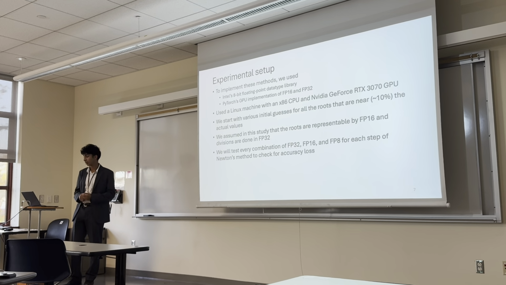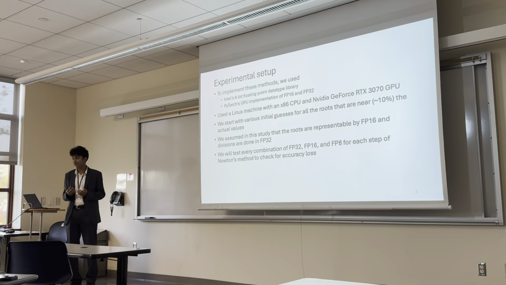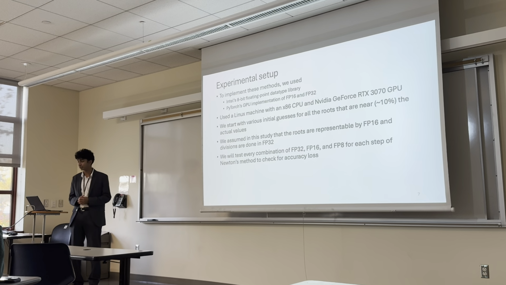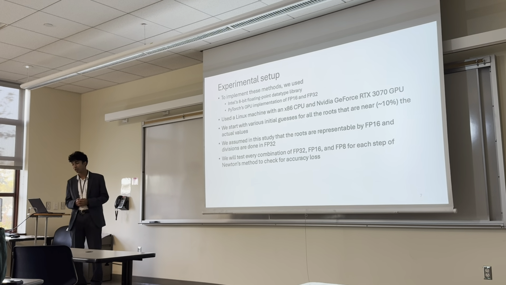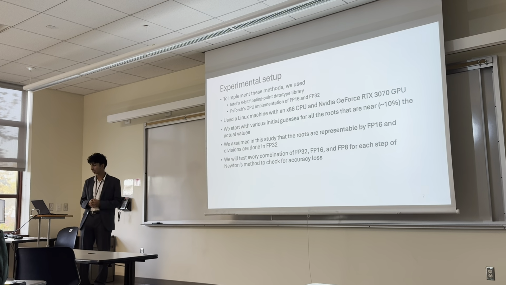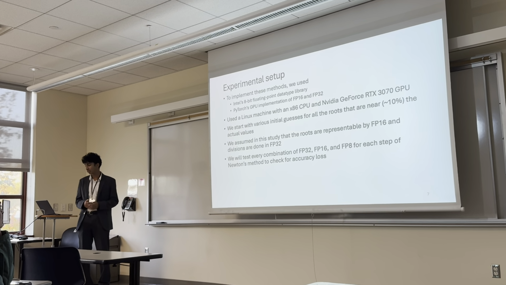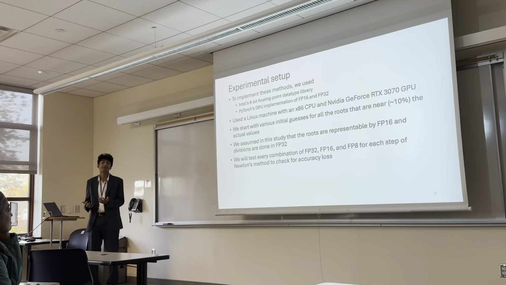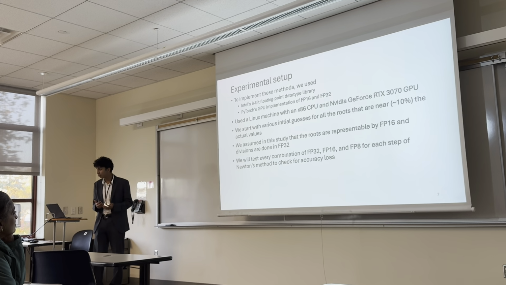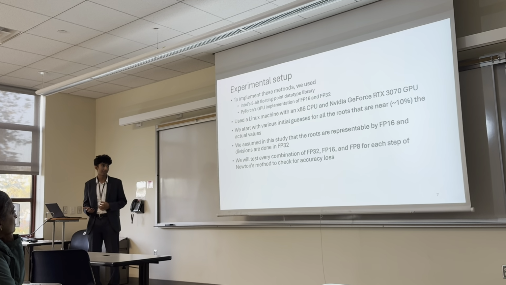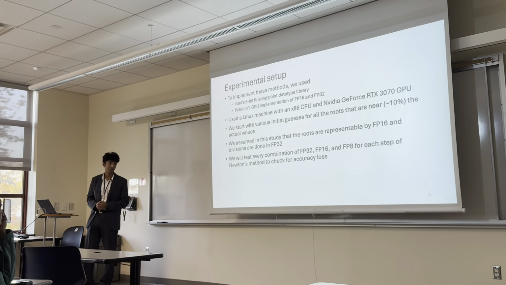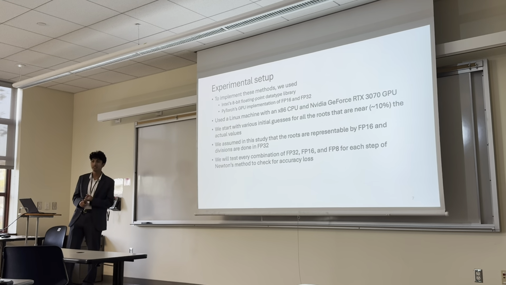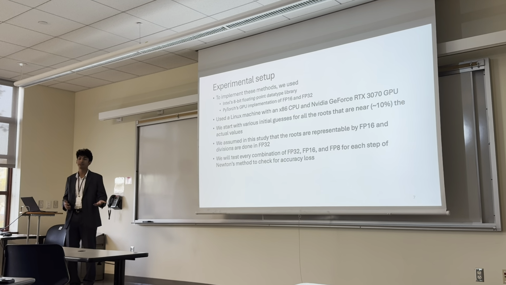So our experimental setup. To implement these methods, we use Intel's 8-bit floating point data type library and PyTorch's GPU implementation of FP16 and FP32. We use a Linux machine with an x86 CPU and an NVIDIA RTX 3070. We start with various initial guesses for all of the roots that are near 10% of the actual value, and this is because this is needed for Newton's method. We assumed in the study that the roots are representable in FP16, and all division calculations are done in FP32. So what we will do is we will test every combination of FP32, FP16, and FP8 for the 2 other steps of Newton's method.